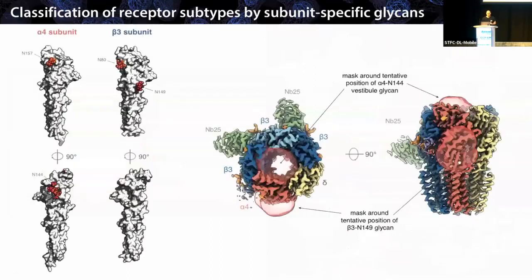So we then take advantage of subunit-specific glycosylation patterns. On the left-hand side is the alpha, 2 faces of the alpha subunit, and on the right-hand side, 2 faces of the beta subunit. So you can see at this face, a beta has a glycan here, and alpha doesn't. And in this face, an alpha has a glycan here, but beta doesn't. So what we do is we place simultaneously 2 masks, one surrounding the tentative position of the beta glycan, which is shown here and in the side view here, and the other one surrounding the glycan of the alpha subunit.